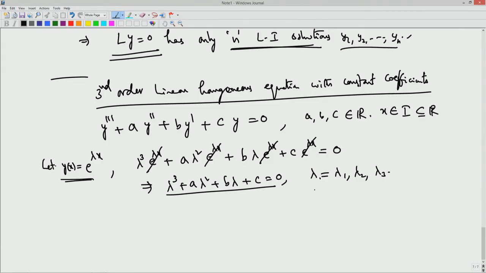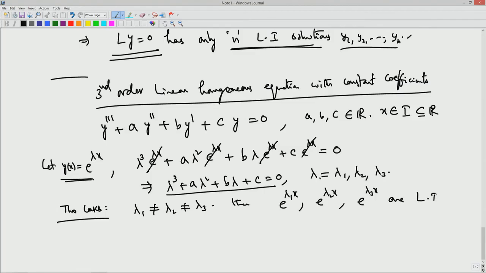So you have 3 roots, lambda 1, lambda 2, lambda 3. You have two cases. If they are all distinct, lambda 1 not equal to lambda 2 not equal to lambda 3, then e power lambda 1 x, e power lambda 2 x, e power lambda 3 x are linearly independent solutions. Clear, right? Because lambda 1, lambda 2, lambda 3 are distinct, you cannot make any combination with non-zero coefficients that is 0. That means they are linearly independent.